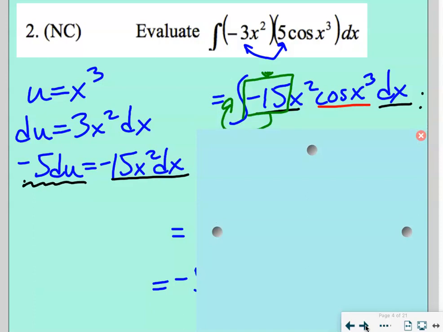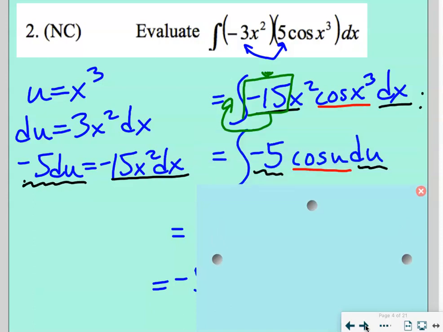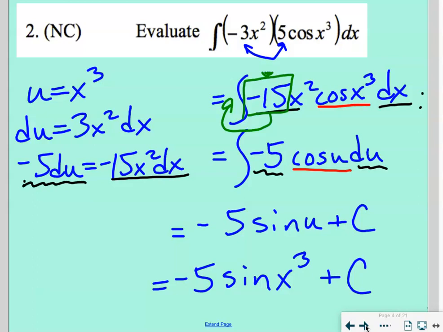So my u is x cubed. My du is 3x squared dx. Multiply both sides by -5 to get the -15 x squared dx. So this becomes cosine u, and then this becomes -5 du. And so, what is the antiderivative of cosine? Wait, sine, but it's negative. Okay, so the antiderivative of cosine is sine, right? So this becomes -5 sine u plus c, -5 sine x cubed plus c.